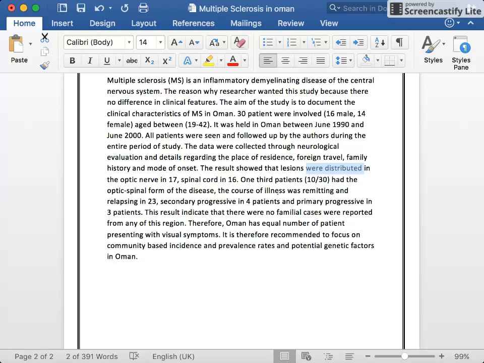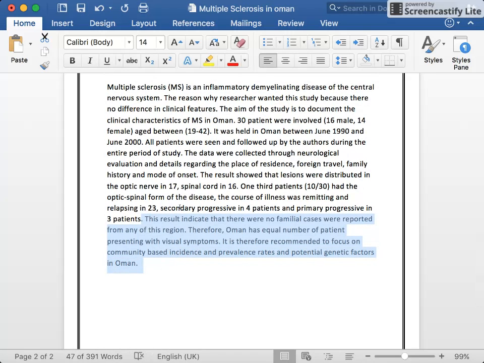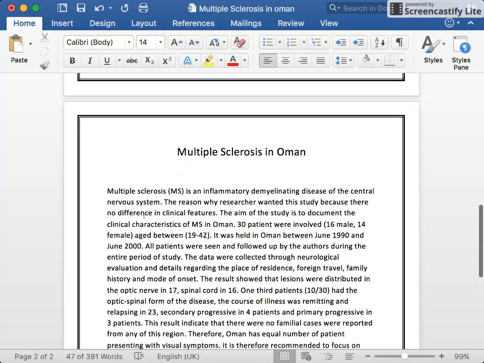The course of illness was remittent and relapsing in 23. Okay, I've already talked to you about that. The results indicate that there is no familial. Okay, you are missing a key point in the conclusion here. I mentioned this in your outline. It's the same thing. Look at the conclusion again. Tell me what they found according to the aim.